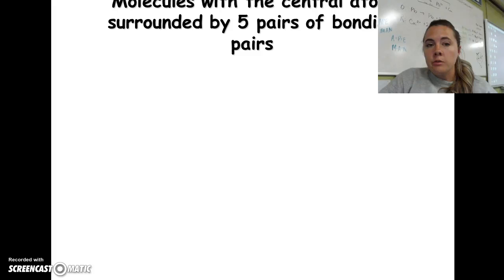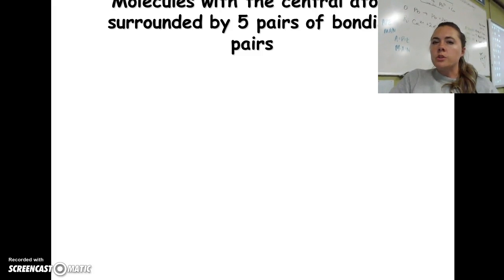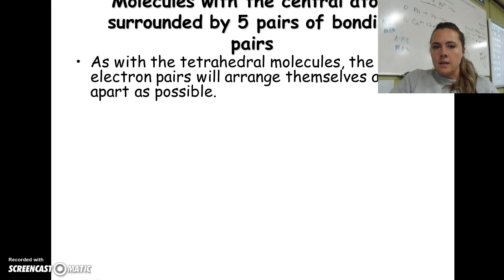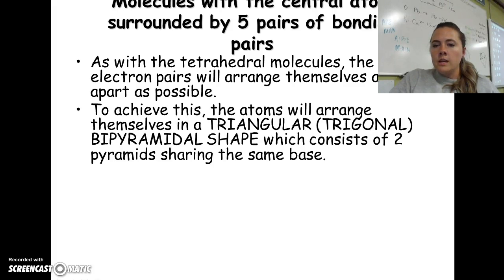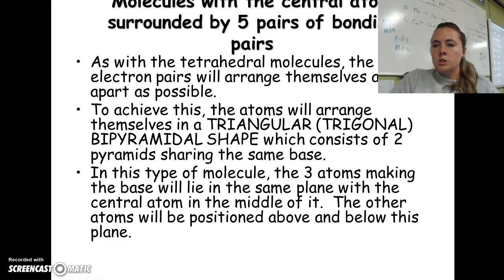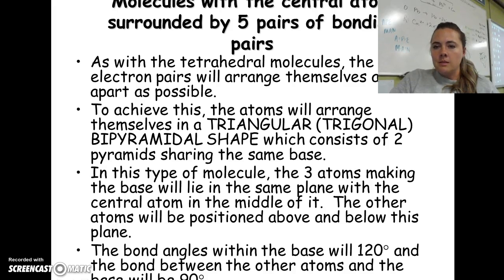When you have 5 bonding areas or 5 domains around your central atom, things start to look a little different. So this is where you're in those 3rd period elements. You can break the octet rule. So you get what's called trigonal bipyramidal. So it's 2 pyramids along the same base.